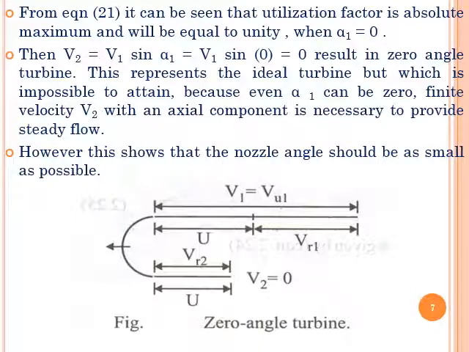So this one is a 0 angle turbine, that is alpha 1 is equal to 0. In that case we will get this type of velocity triangle at inlet as well as outlet. According to this, V1 is equal to VU1, and in the second case V2 is at a minimum for a 0 angle turbine.